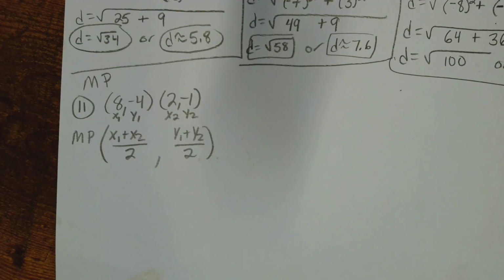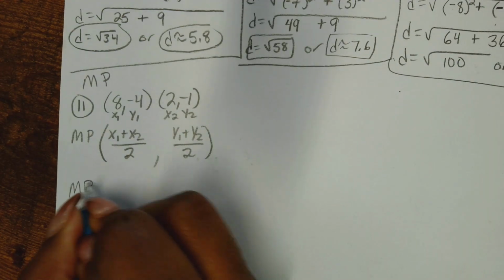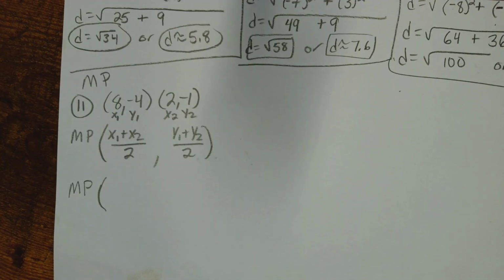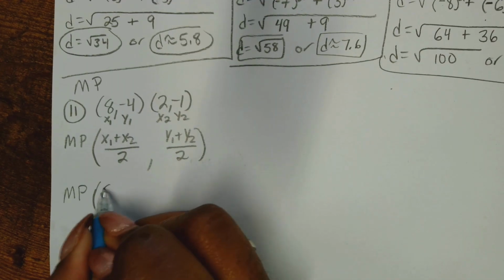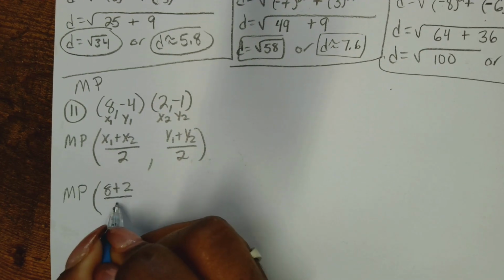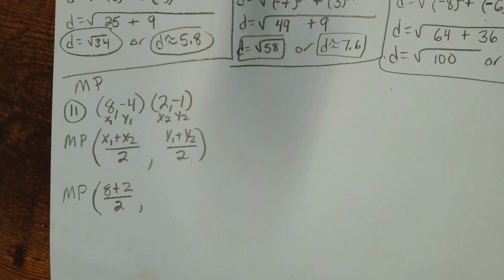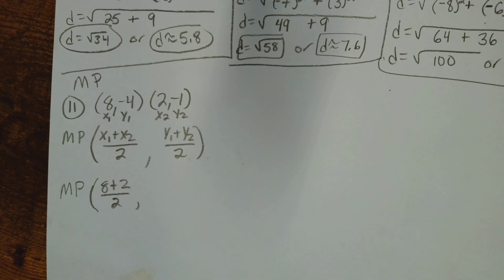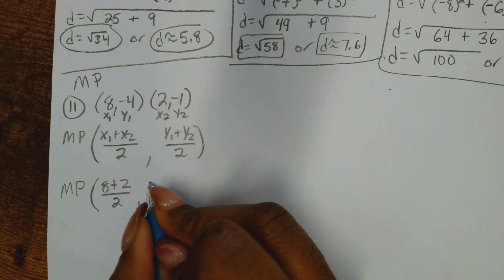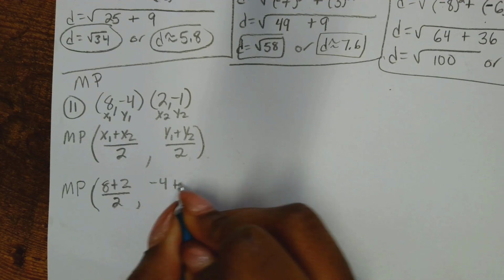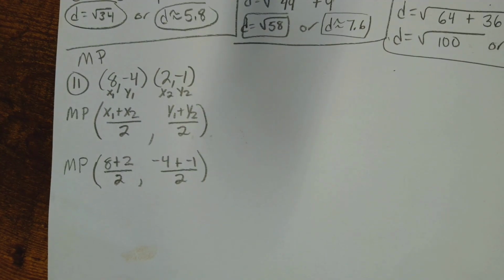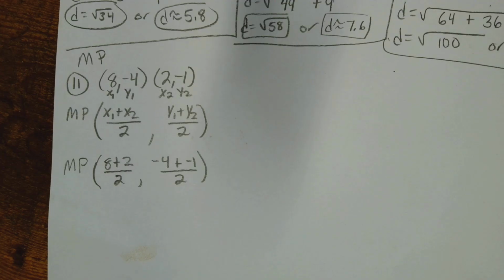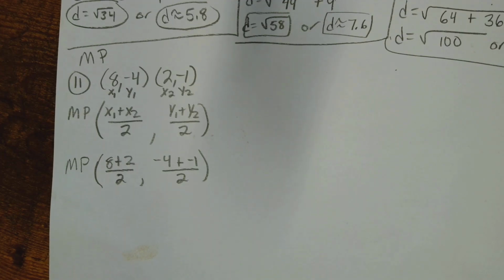All right, so my midpoint. I'm going to add the x's together. That's going to give me 8 plus 2. I'm going to add the y's together. That's going to give me -4 plus -1. Questions? Remember again, you are not given any formulas. You have to know them by heart.